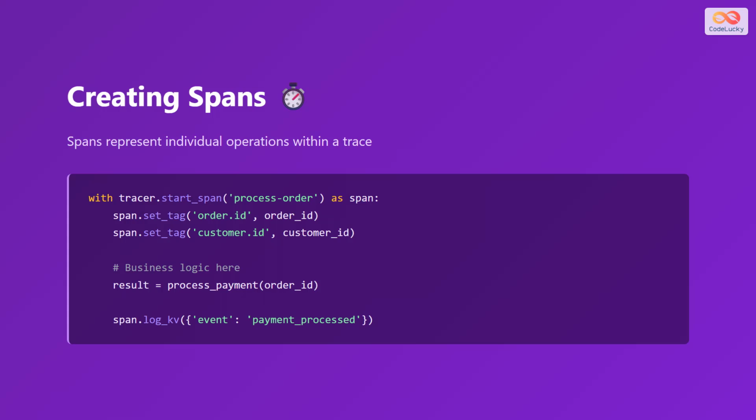Once you have a tracer initialized, creating spans is straightforward. Spans represent individual operations within your code that you want to track. In this example, we're using Python's context manager to start a span named process order.